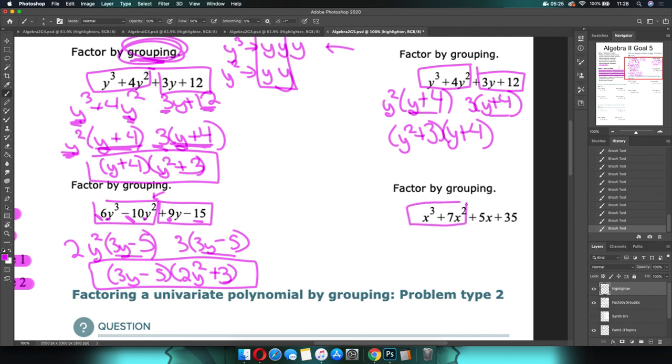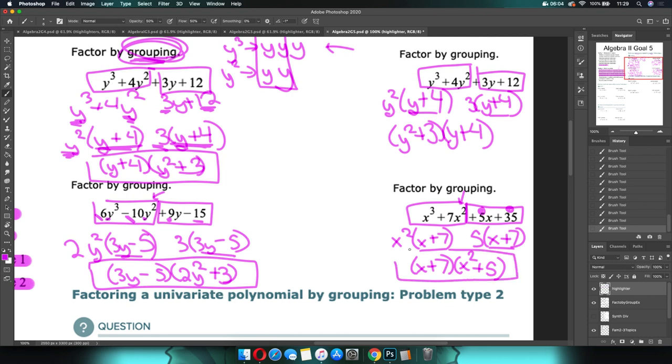Right there, blocked off, easy to point out. This one, let's see here. I have the 7, but there's no match over here, but I can pull out an x squared, because again, you're pulling out the smaller exponent because that's what you have in common. So that would be x plus 7, okay? And then over here, I have a 5, and I have a 35, which means both of those are divisible by 5. When I pull that out, what do I have? 5 divided by 5 is just 1. 35 divided by 5 is 7. Does it match? Yes. So we have x plus 7 and then x squared plus 5. There. So that's problem type 1.